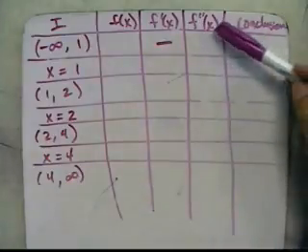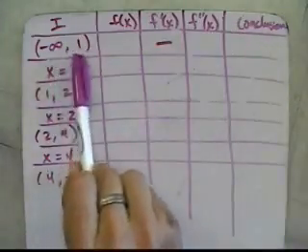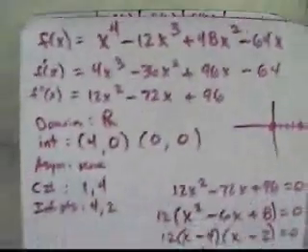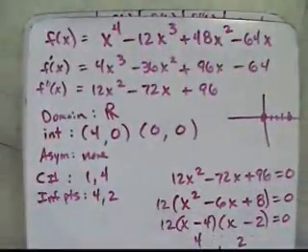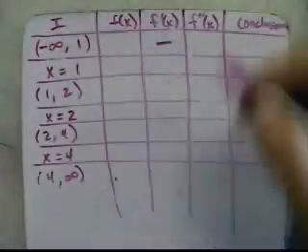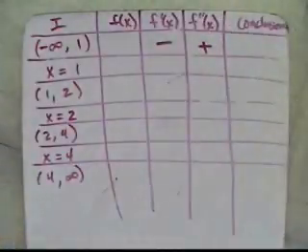Now I'm going to go to my second derivative and plug in a number between negative infinity and 1. 0, right? Obviously. Plug in 0 into the second derivative. What's that tell you? Positive. Okay, so this is a positive number. So I've got a negative and a positive.